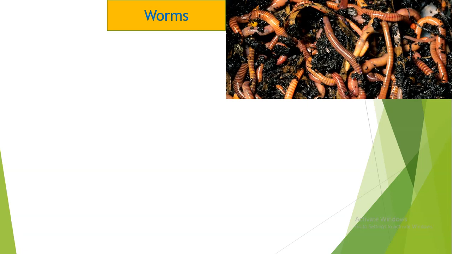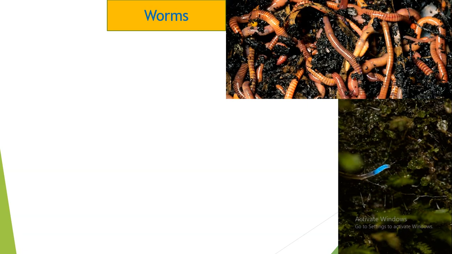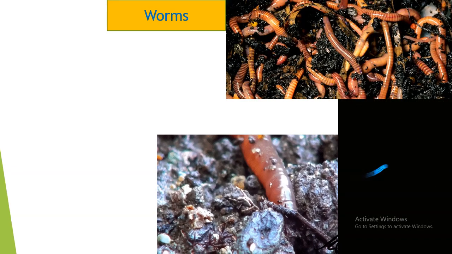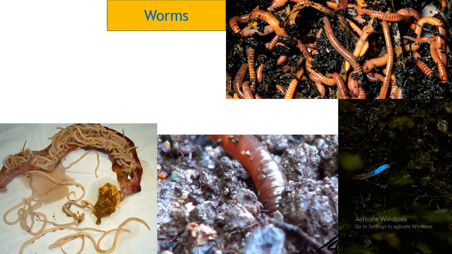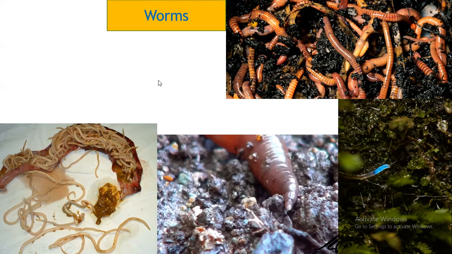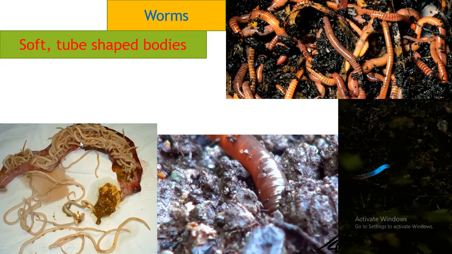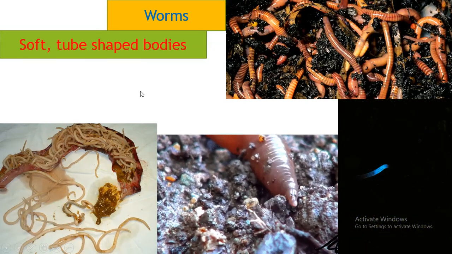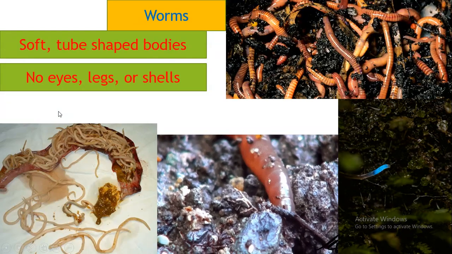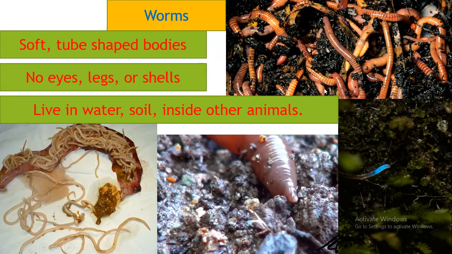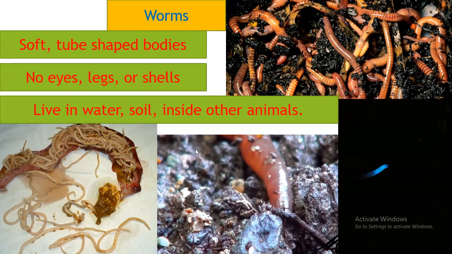Worms. Look at these pictures here. Worms have soft tube shaped bodies with no legs, eyes, or shells. They live in water, in soil, or even inside other animals. These worms are inside an animal intestine.